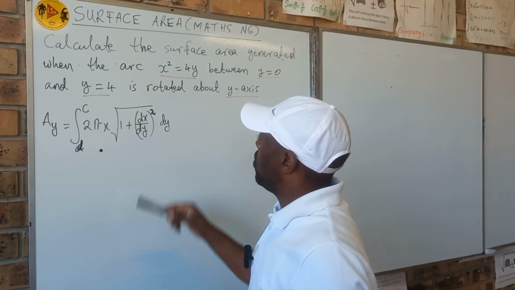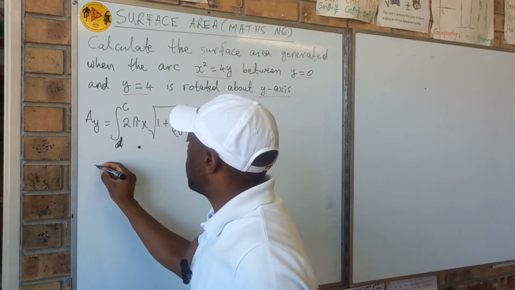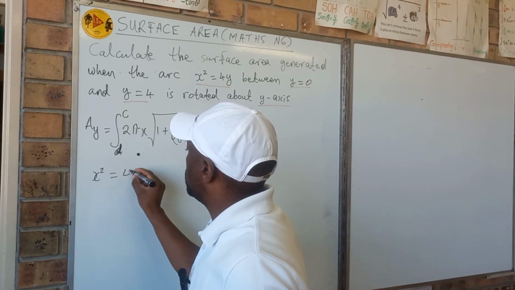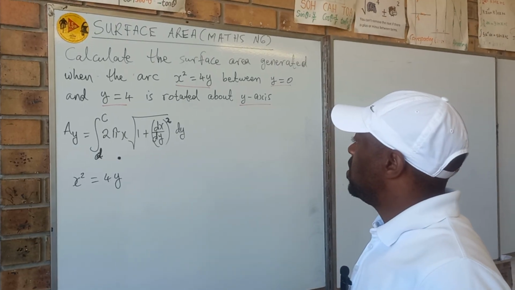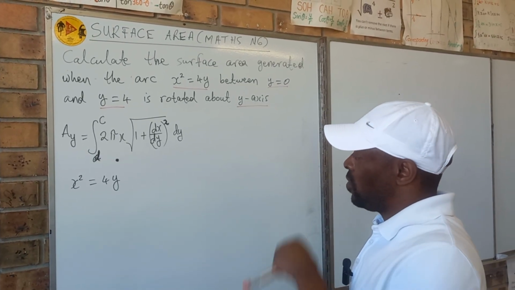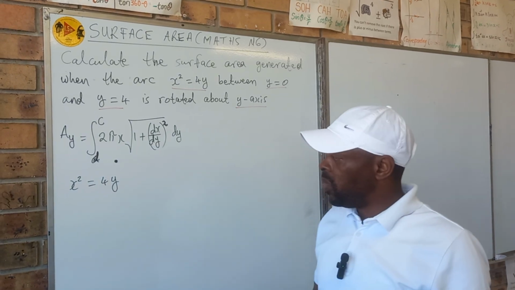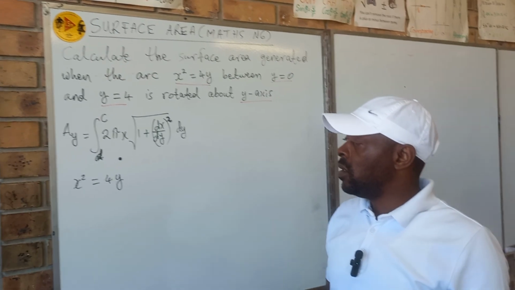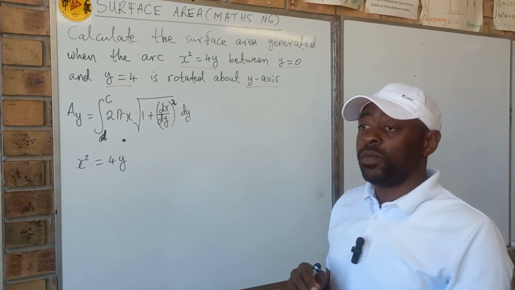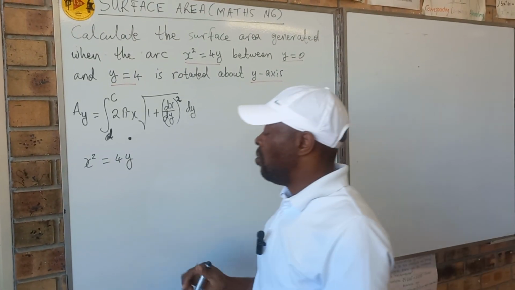So you can now start looking for dx on dy. To do that, we need to write down our function. Our function is x squared is equal to 4y. So we're looking for dx dy. The way it is written, I can apply N5 knowledge to do implicit differentiation, then make dx dy the subject, or I can make x the subject first, then I calculate dx dy. So I'll try to take you through both methods.